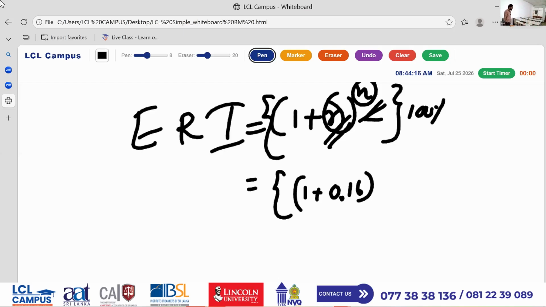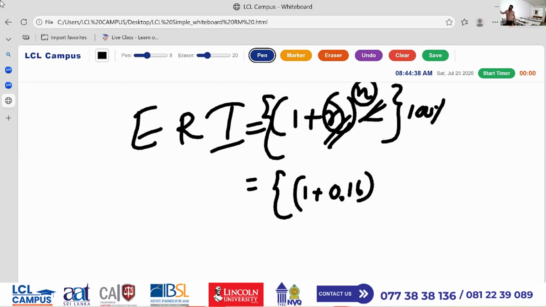Effective rate of interest does not depend on the time period. That means for how many years deposited, it does not depend on that. Then here N and R is what? Have you got the answer for the second one? No. Haven't taken the answer for the second one.